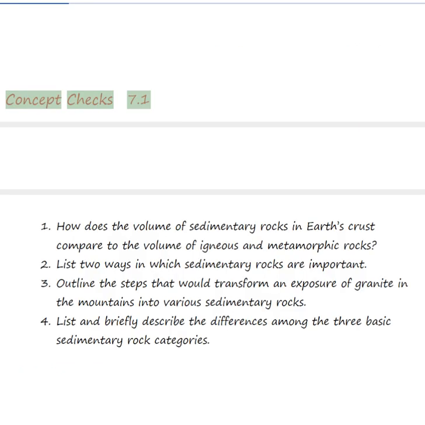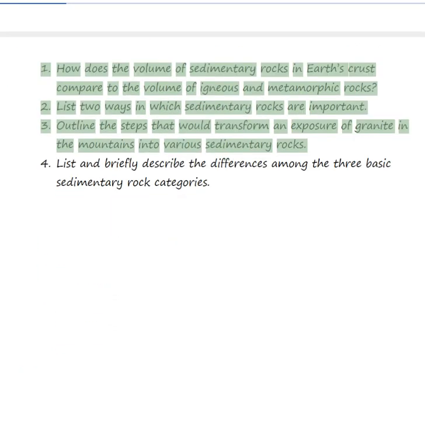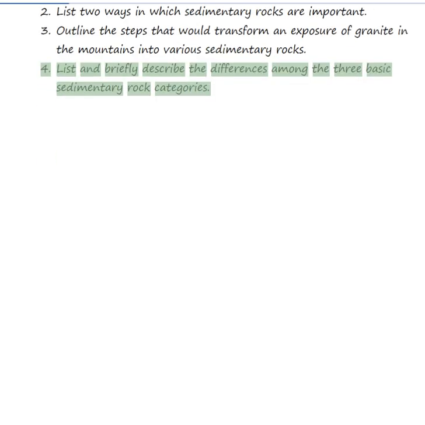Concept checks 7.1. 1. How does the volume of sedimentary rocks in Earth's crust compare to the volume of igneous and metamorphic rocks? 2. List two ways in which sedimentary rocks are important. 3. Outline the steps that would transform an exposure of granite in the mountains into various sedimentary rocks. 4. List and briefly describe the differences among the three basic sedimentary rock categories.